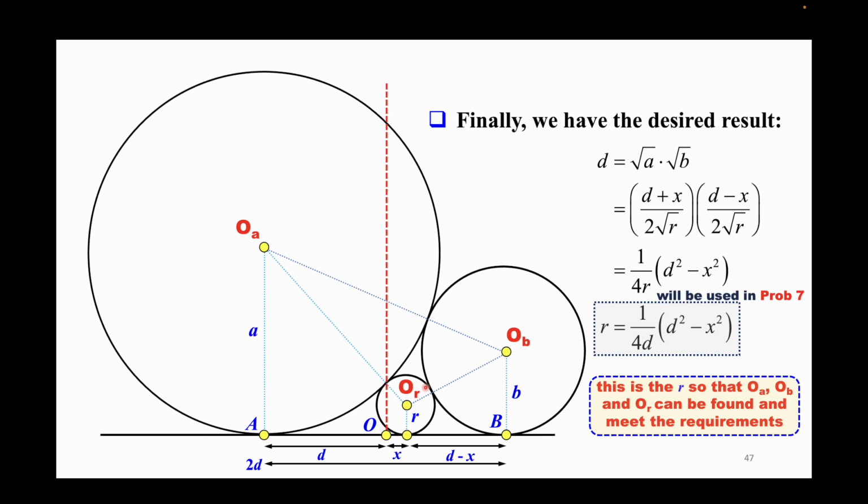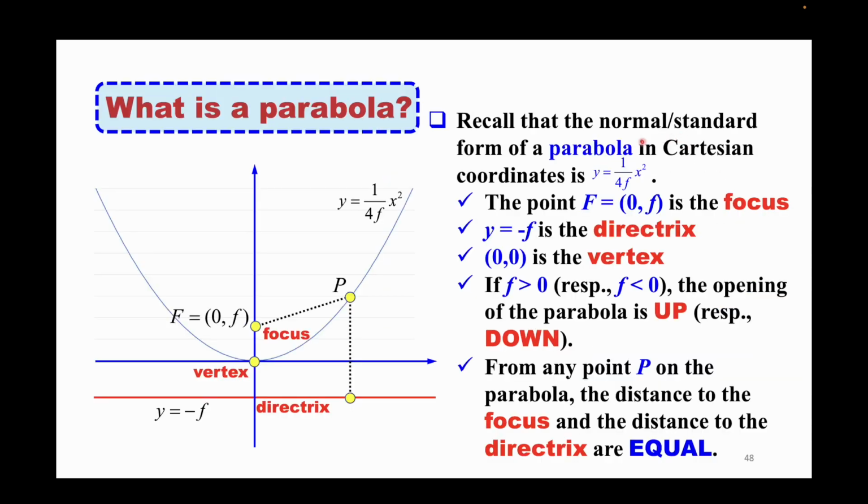So we know the value of R is determined by the half length of AB and the position of the tangent point. This is a second degree equation. The normal form or standard form of a parabola in Cartesian coordinates is y equals 1 over 4f times x squared. This is a parabola. And this is the x coordinates, and this is the y coordinates.